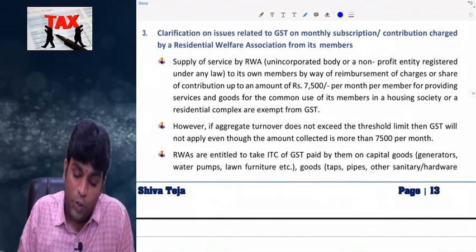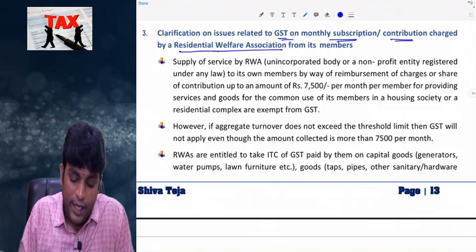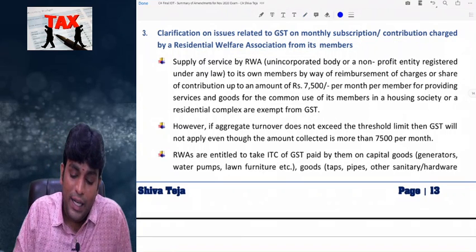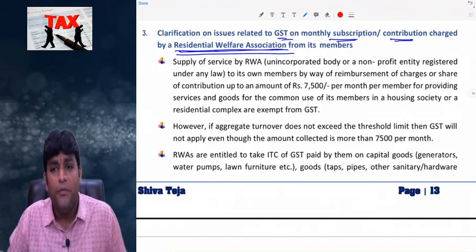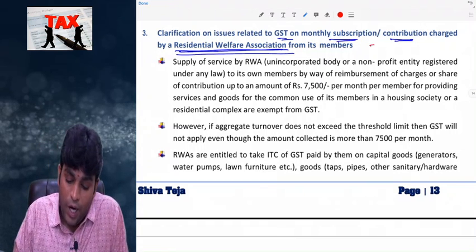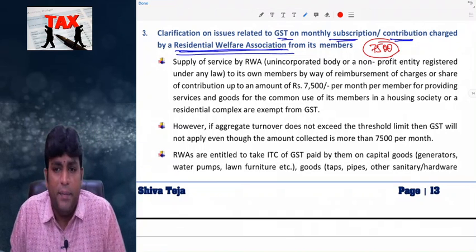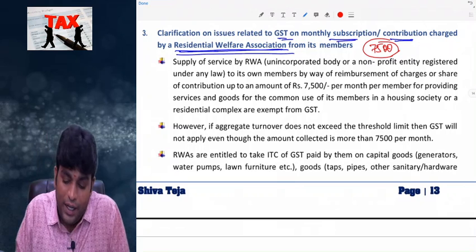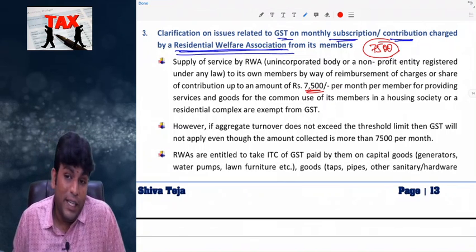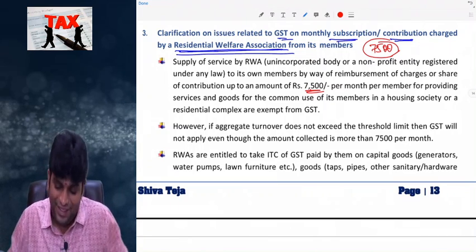Clarification on issues related to GST on monthly subscription or contribution charged by Resident Welfare Association. So a Resident Welfare Association is something like an apartment association where they collect every month some maintenance charges from the members. Correct? Now what they have specified in the law is that if the amount is up to 7,500, then it is exempt. But if the amount is more than 7,500, it becomes taxable. In apartments, we do pay maintenance, right? If the amount is less than 7,500, it's exempt. More than 7,500, it becomes taxable. Now see here.